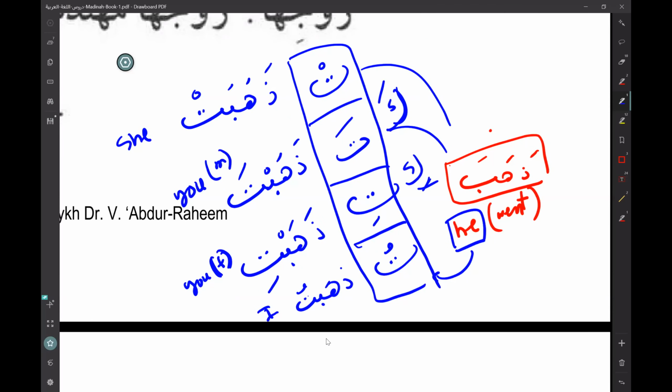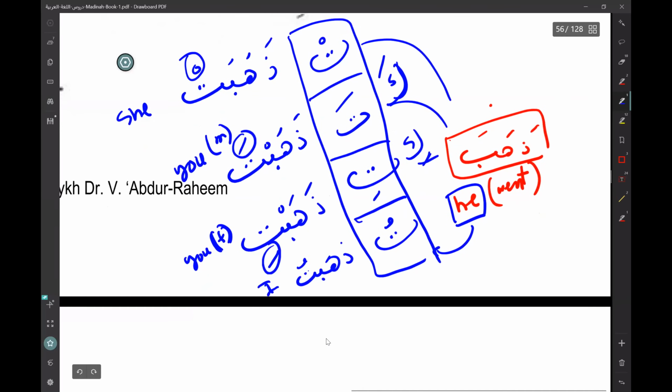Guys, if you understand this one, you're in very good shape. And you can do this with every single verb, not only dhahaba. Remember kharaja? Kharajat, she went out. Kharajta, you went out. Kharajti, you went out, which is feminine. Kharajtu, I went out. So with all the verbs, you can do this.